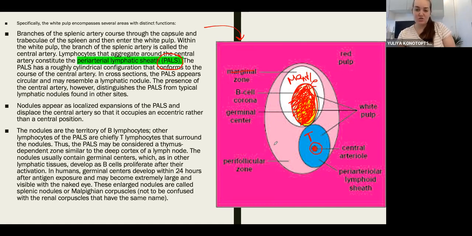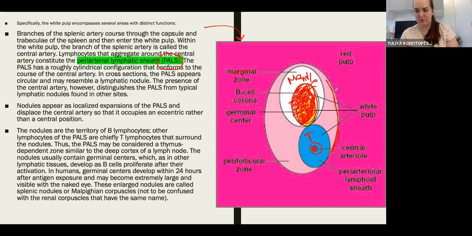Outside this pinkish tissue, this is the perifollicular zone. The perifollicular zone contains additional cells like macrophages, plasma cells, dendritic cells, reticular cells, just some additional cells which can be here. And then the border, this one, this is going to be your marginal zone.